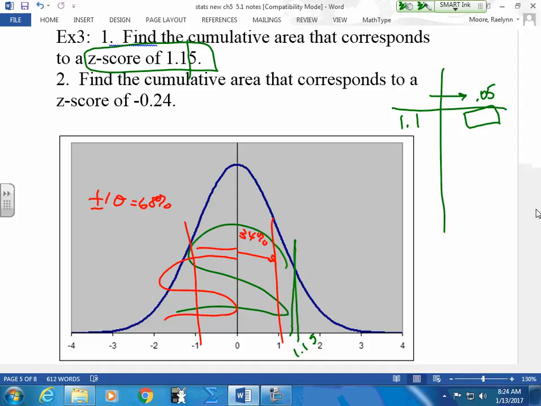So what do you find? What's the number that corresponds to that? What's the area? 0.8749. Look how close we were. We said it was about 84%. Look how close. You guys said 75. That was a great guess, a great estimate, a very good estimate. That was a good chunk of your curve.